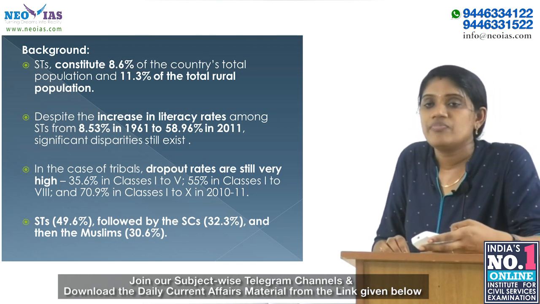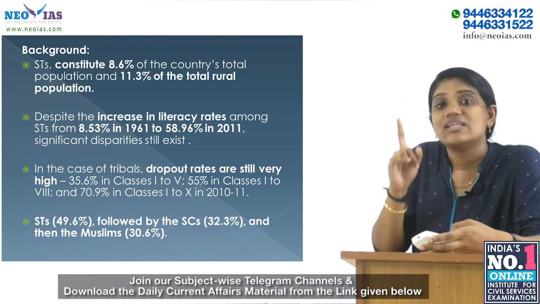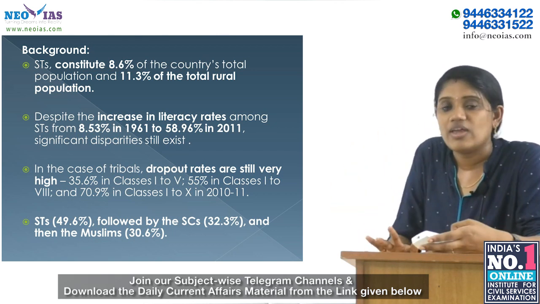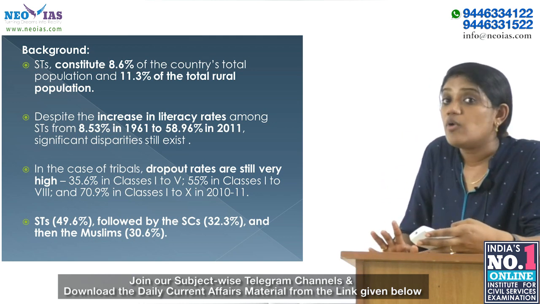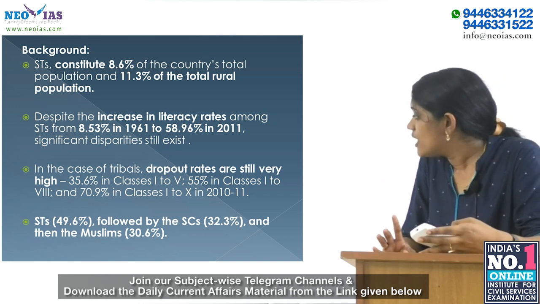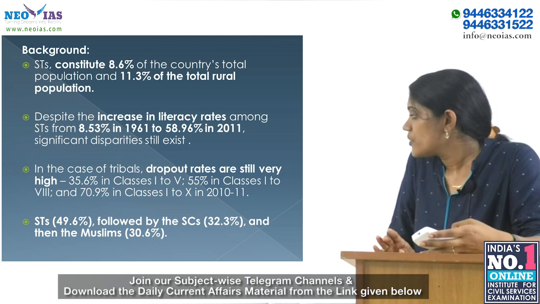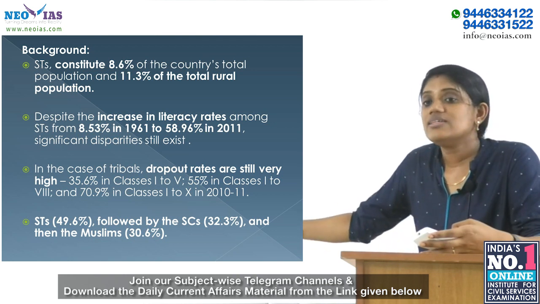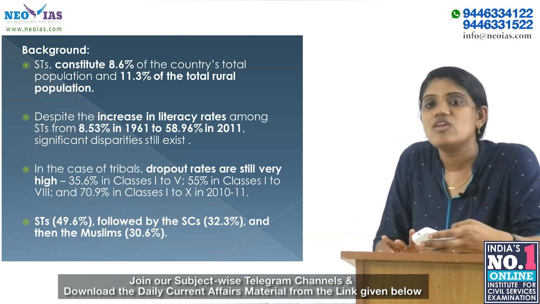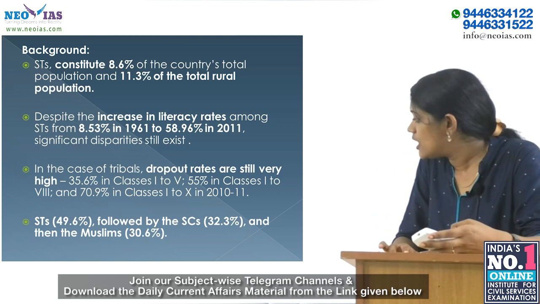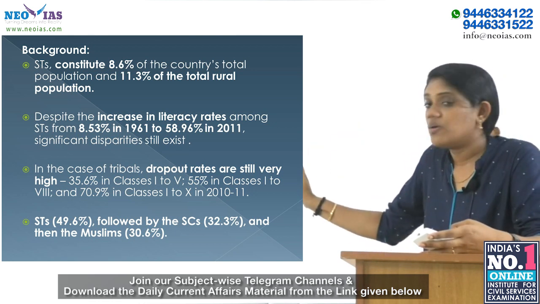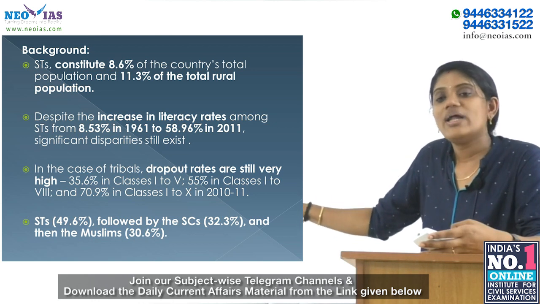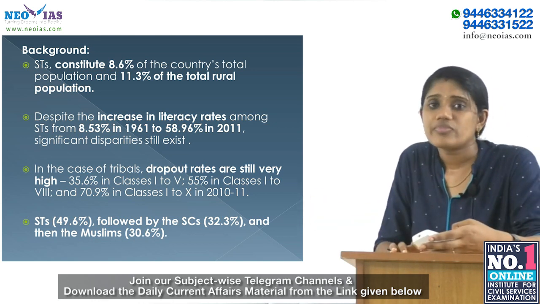Here you have to remember that the Indian Human Development Survey shows the incidence of poverty is the highest among STs, at 49.6%, while in SC it is 32.3% and in Muslims it is 30.6%. So this is the value given by the Indian Human Development Survey. Clear?